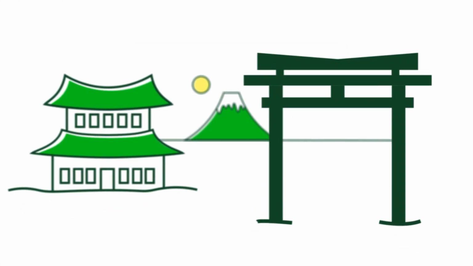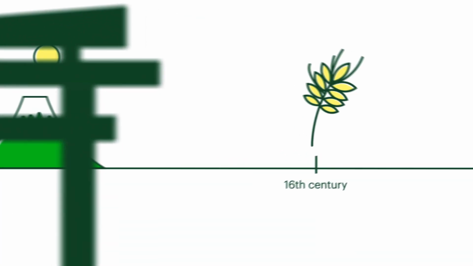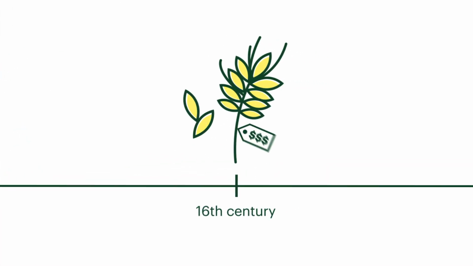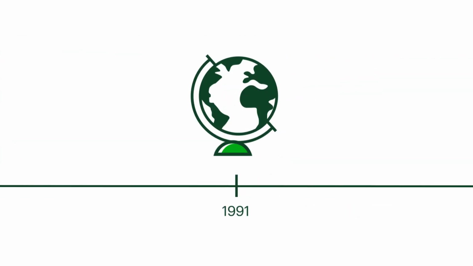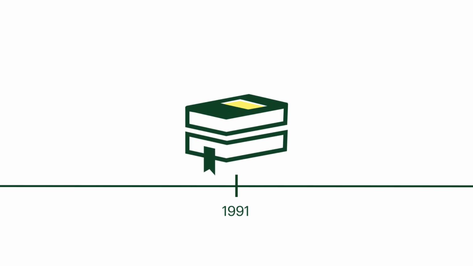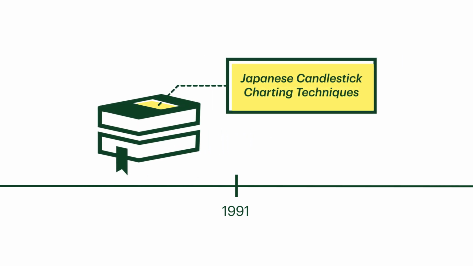It's believed that candlestick charts date back to 16th century Japan, when rice traders used them to track the price of rice. In 1991, they began gaining popularity across the Western trading world after a book called Japanese Candlestick Charting Techniques laid out their benefits.